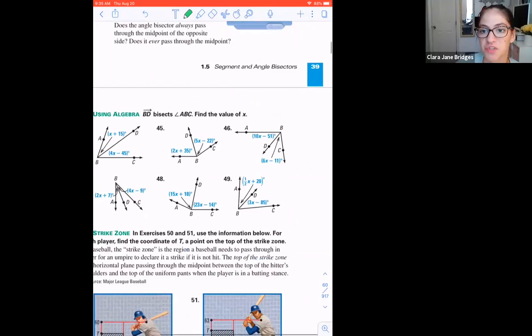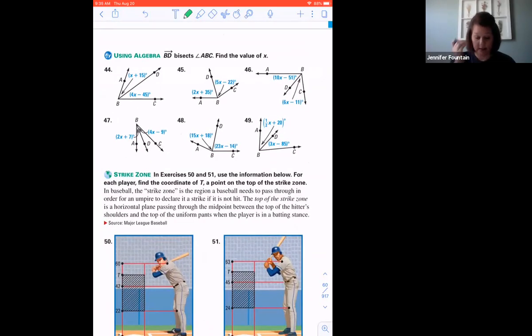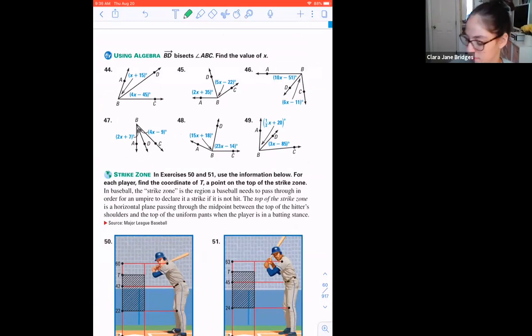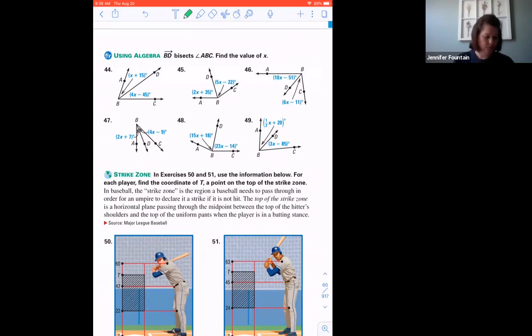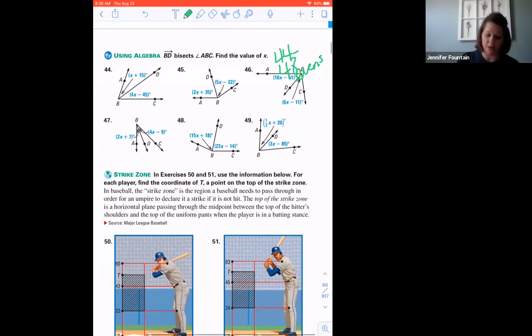And this is due Wednesday? This is all due next Wednesday, yes. Okay. And then on page 40, we're going to do 44 through 48 evens. On what page? This is on page 40. So we'll go back through these real quick.